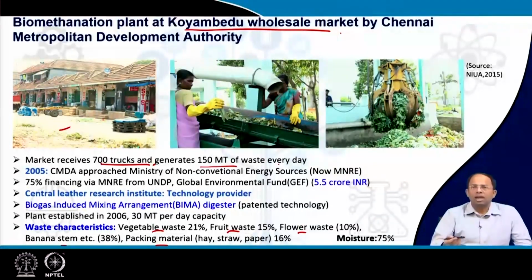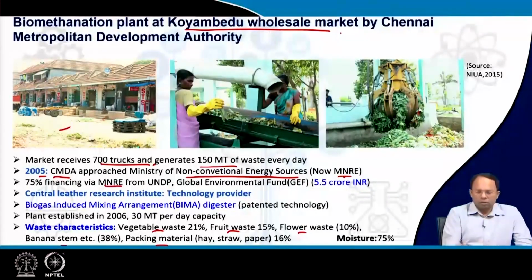Initially, waste used to go to a landfill site, but later on, the CMDA, Chennai Metropolitan Development Authority, in 2005 approached the Ministry of Non-Conventional Energy Sources, now the Ministry of New and Renewable Energy, for money to set up a waste to energy plant. The ministry agreed to finance 75% of the money, which came to around 5.5 crores, and the money was obtained from the United Nations Development Program from the Global Environment Fund.